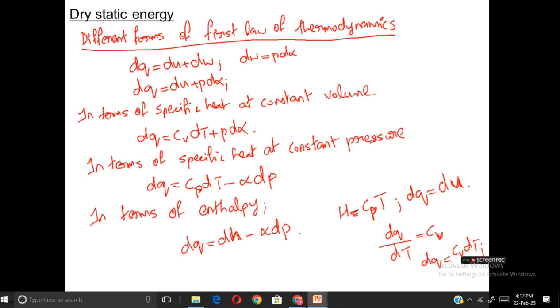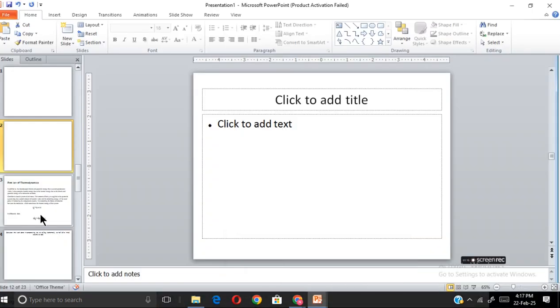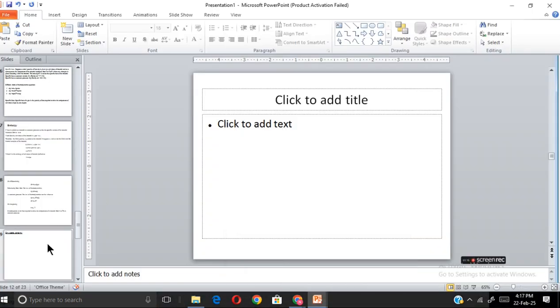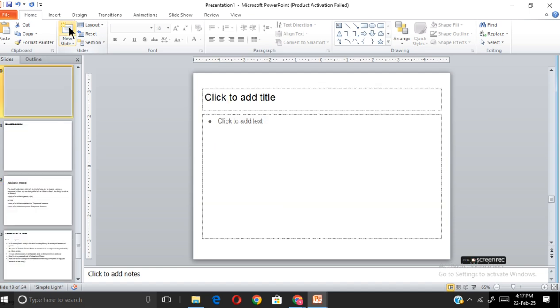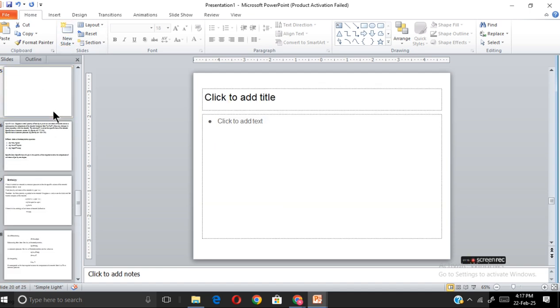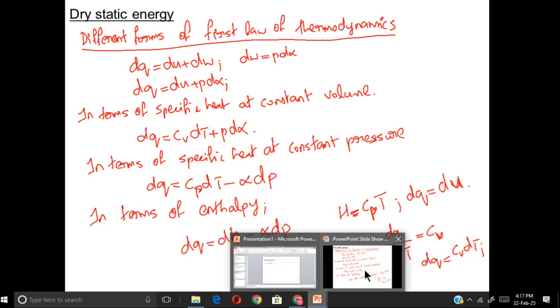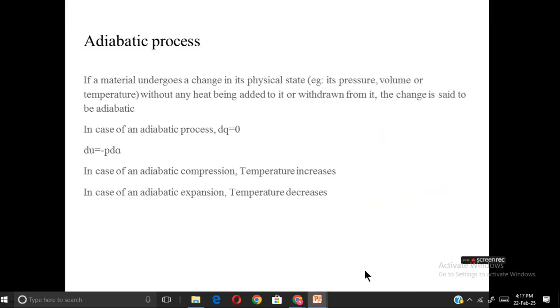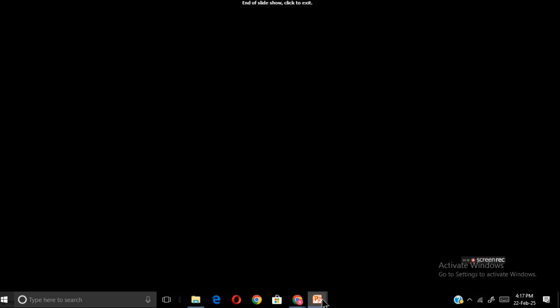Now we will look at another important concept, which is the dry static energy. Dry static energy of an air mass. What do you mean by dry static energy? Let's have a look at it.